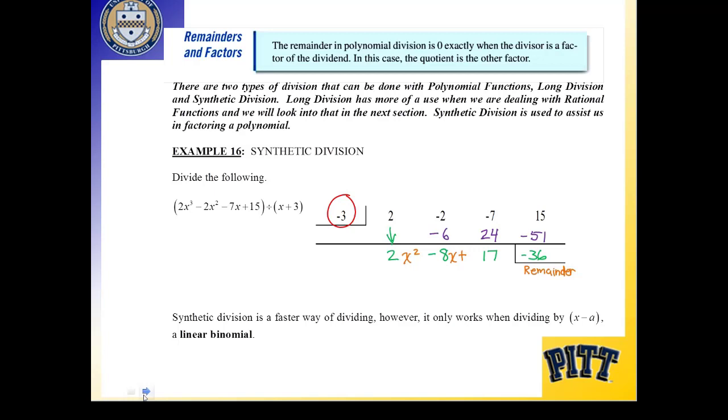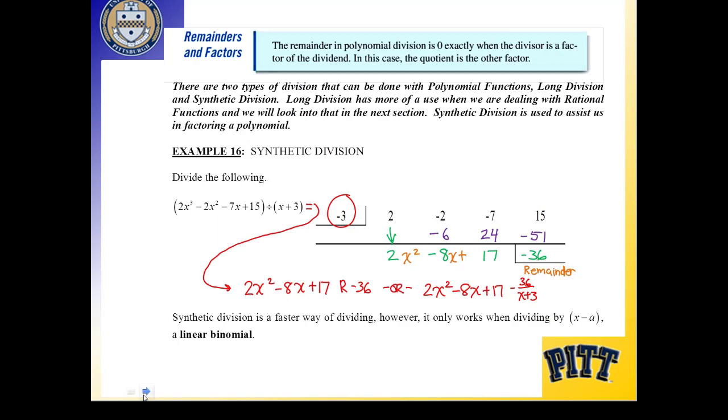The one immediately to the left is the constant term. The one that's to the left of that is the x term. The one to the left would be x squared. If I had more, the one to the left of that would be x cubed, x to the fourth, working my way from right to left. So I would say this is 2x squared minus 8x plus 17 with a remainder of negative 36.